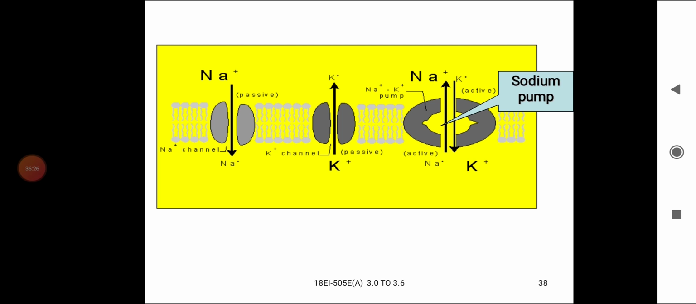Sodium pump, sodium Na plus channel, it is passive, going outside the cell.